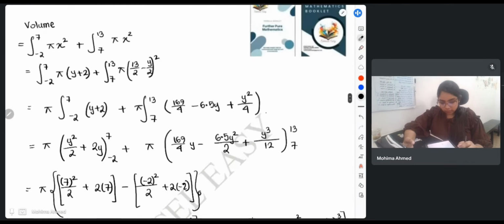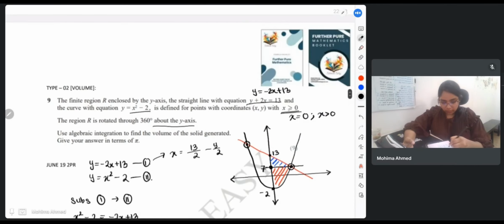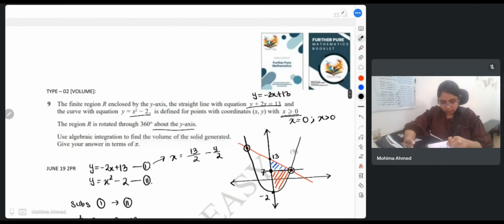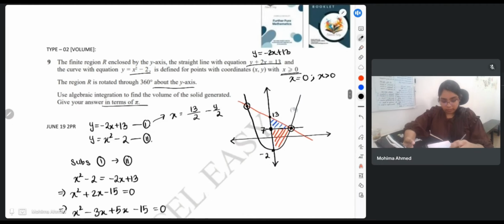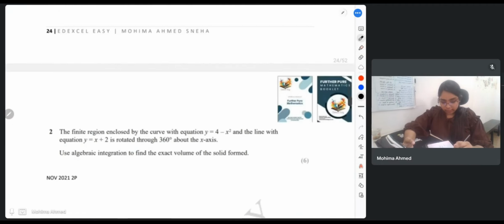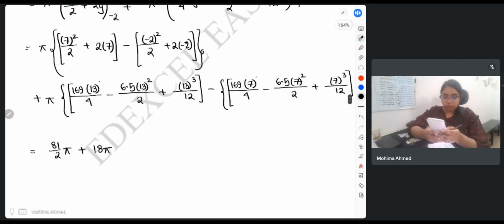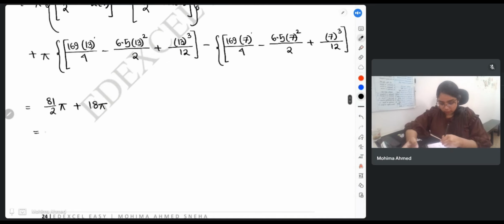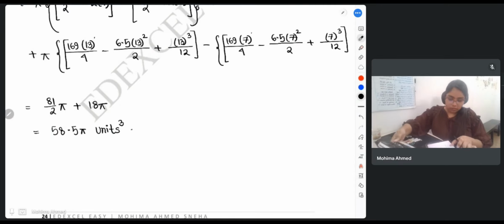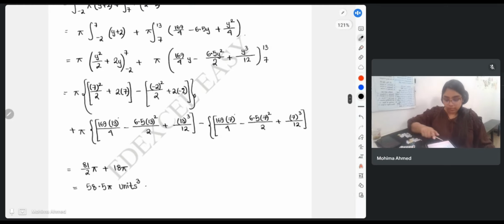So I think in your question they asked you to keep your answer in terms of pi. Right, yes, your answer should be in terms of pi. In that case, you just have to add 18 and 81 by 2. Now you get 50.5 pi. This is volume, so the unit should be unit cube. This much pi units cube. So with this, our working for the first question ends.